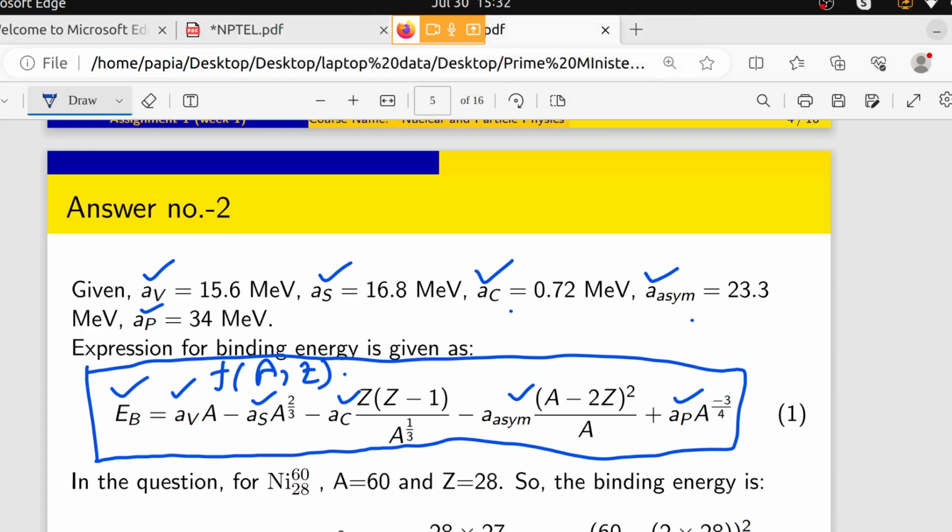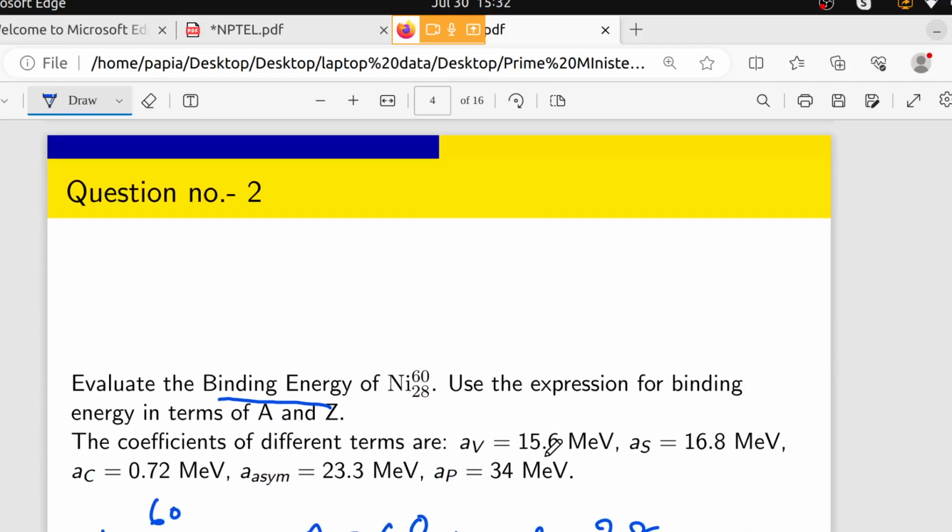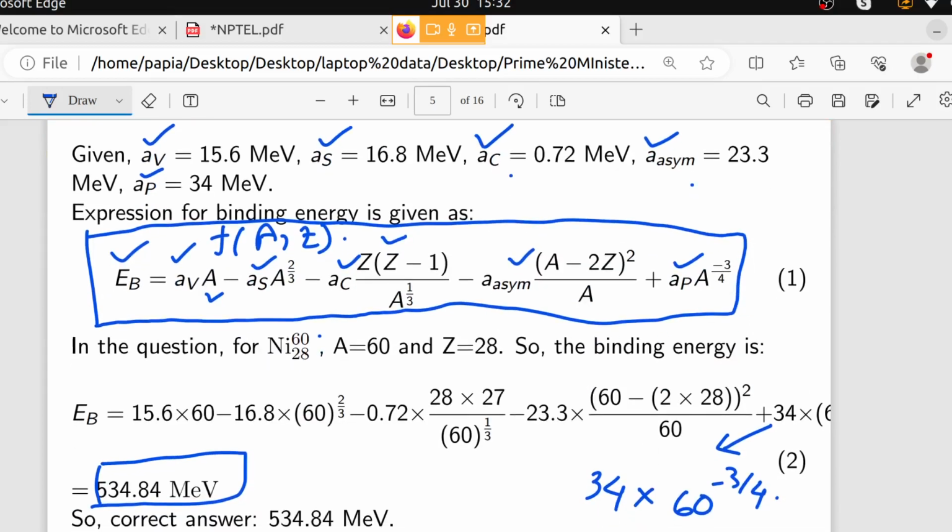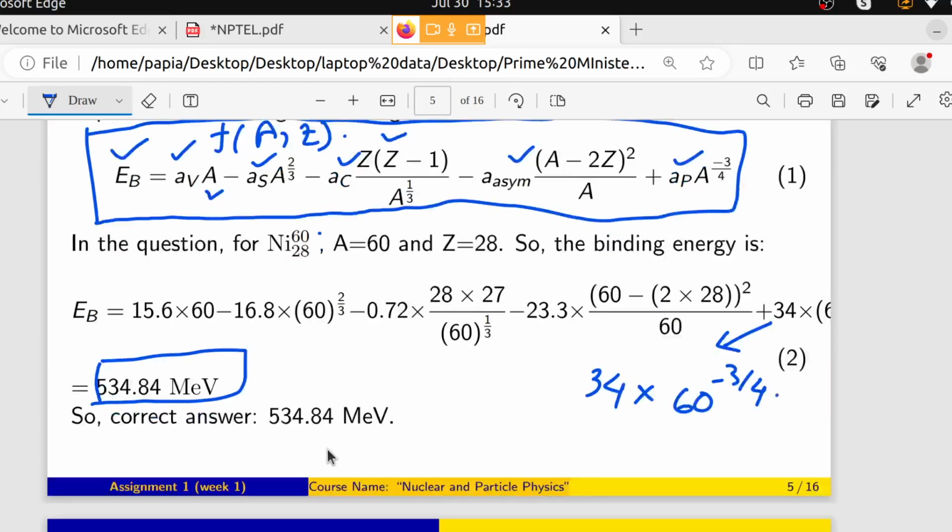We already know the value of A and the value of Z for nickel 28, 60. If I put all the values here, we get a value of 534.84 MeV. The question did not mention any unit, but as all the terms are in MeV, we can put the answer for the binding energy in MeV. So the correct answer will be 534.84 MeV, just putting in the values of A and Z, and then AV, AS, AC, A asymmetry, AP and so on. So that is the second question for that first week.